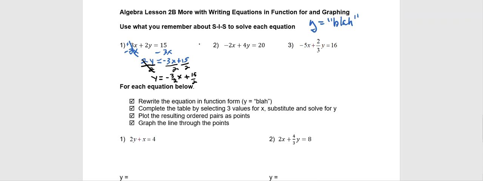So let's do the next one. Again, we'll isolate the term with y first. So that means in this case I have to undo the minus 2x, which is by adding 2x on both sides.